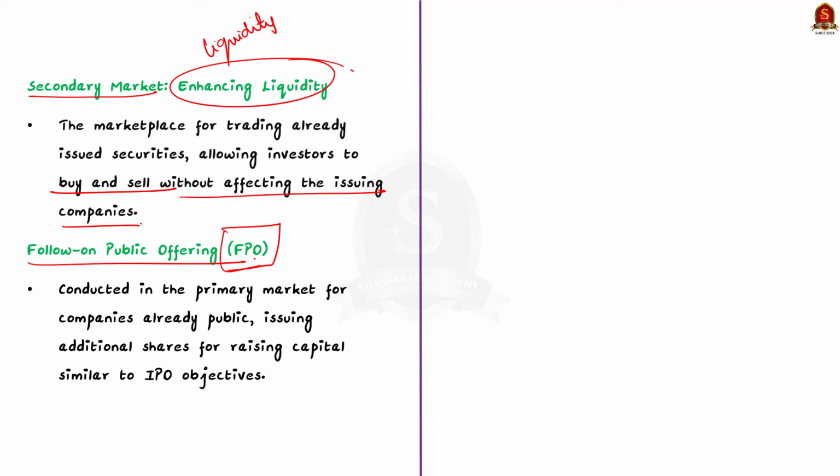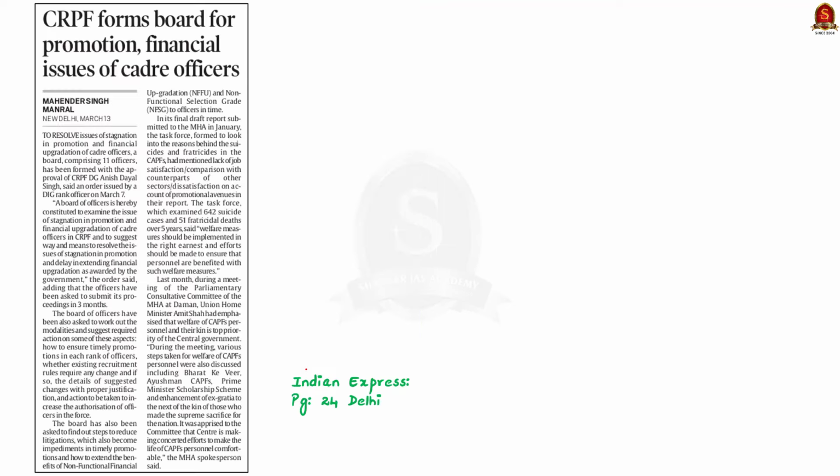An FPO is when a company that has already issued initial shares creates additional new shares for investors or offers existing shares for sale. This is conducted in the primary market since it involves the issue of new securities, but it's not the company's first time. The reasons for an FPO might be similar to an IPO, which is raising capital to fund expansion or reduce debt. So we have seen what is money market, capital market, what is primary and secondary market, and about IPO and FPO. With these learned points, let us move to the next news article.